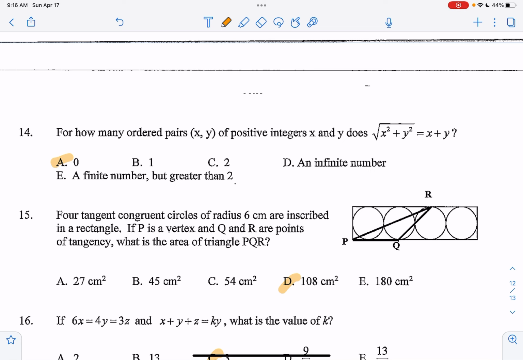So when you have positive numbers, the smallest number is just 1. 1 squared plus 1 squared, compare that to 1 plus 1. This is the square root of 2. That's not going to be equal to positive 2. And it turns out that the only number for which that would work in this case would be 0, but 0 is not positive. So in terms of positive integers, you don't have any. Here, the sum will never be the same as the square root of the sum of the squares. The answer choice A is 0. You don't have any here.